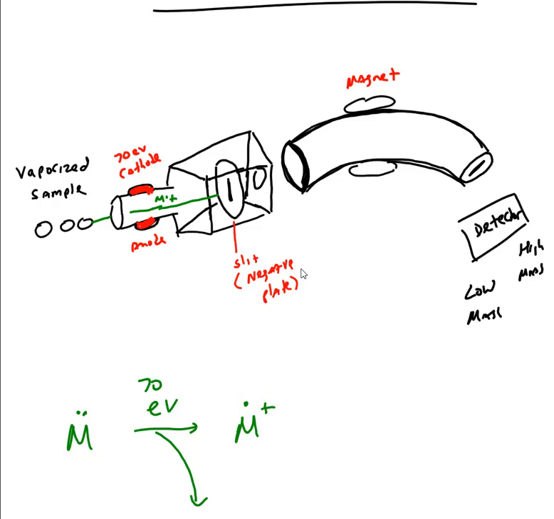Now it hits this plate. This is a negatively charged plate, so it's going to accelerate positively charged species. But things that aren't charged positive aren't going to pass through. So radicals, for example, or things that are not positively charged won't get through this. If you're a radical cation, no problem. You'll pass right through.